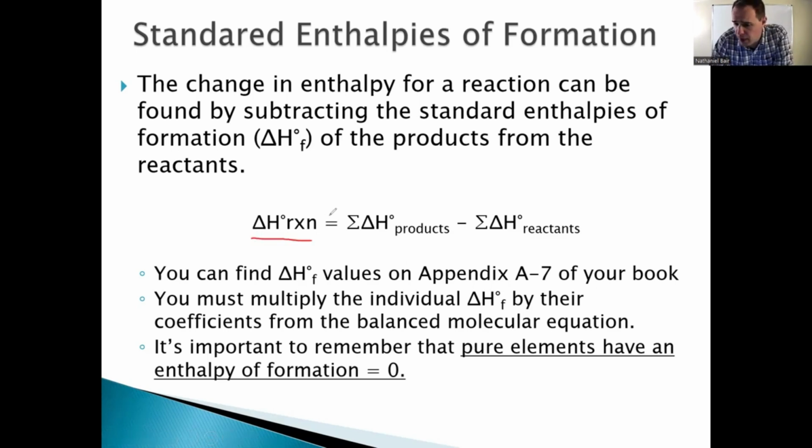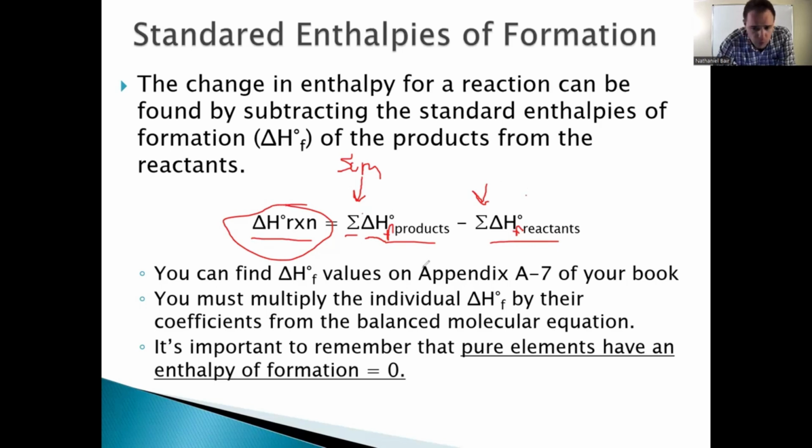You can get the change in enthalpy for a reaction by adding up all the, so this is capital sigma, which in math class means sum, right? Which means add up. By adding up all the standard enthalpies of formation of the products, and then adding up all of the standard enthalpies of formation of the reactants and subtracting it. So take the sum of the standard enthalpies of formation of the products, subtract the sum of the standard enthalpies of formation of the reactants, and you get the change in enthalpy for a reaction. So products minus reactants. Where do you find these standard enthalpies of formation?